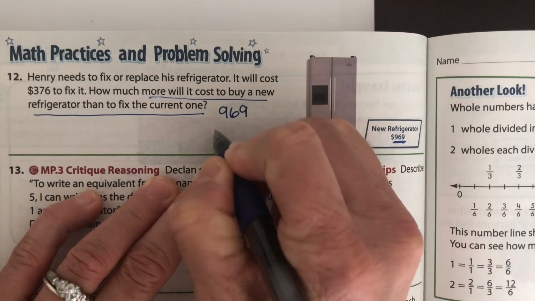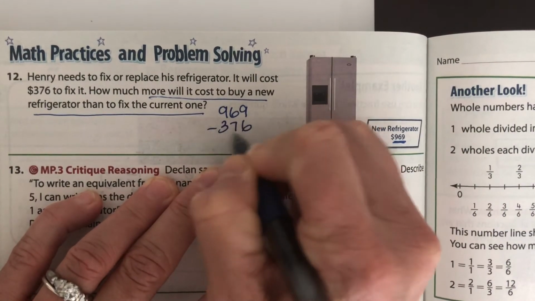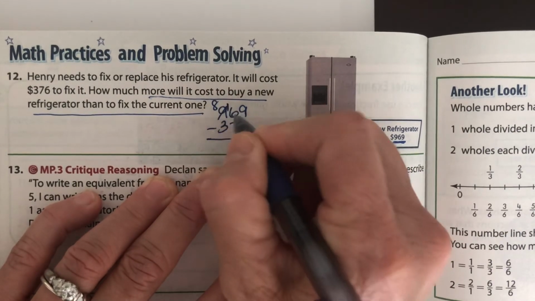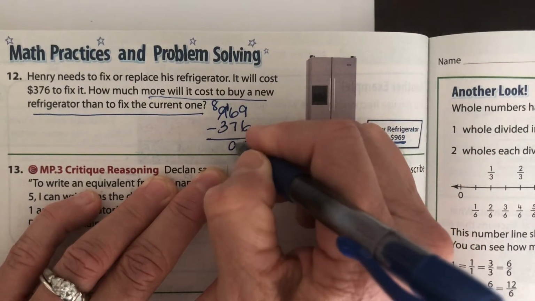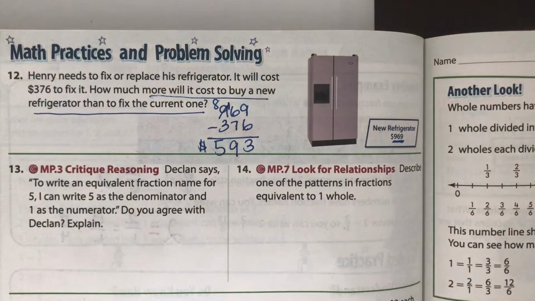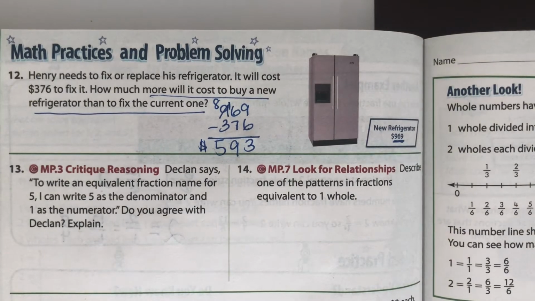Okay, 969 minus 376. So the difference is 593. Okay.